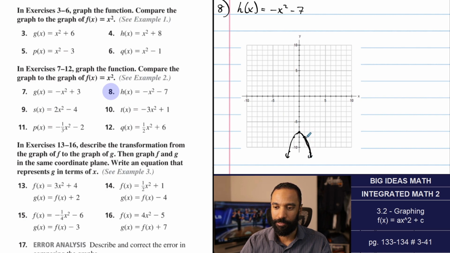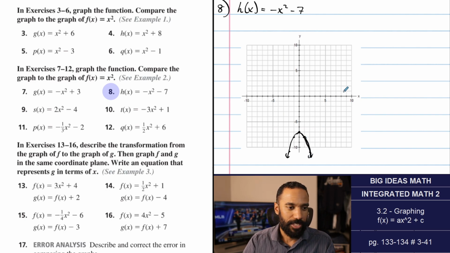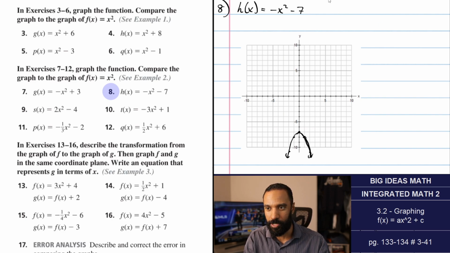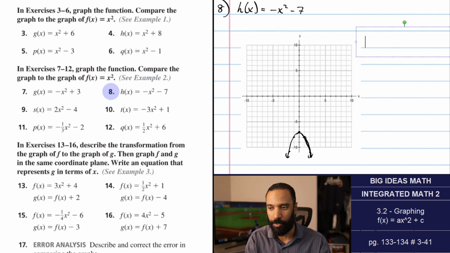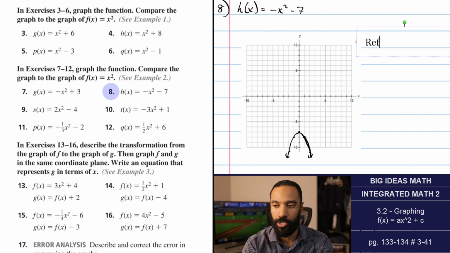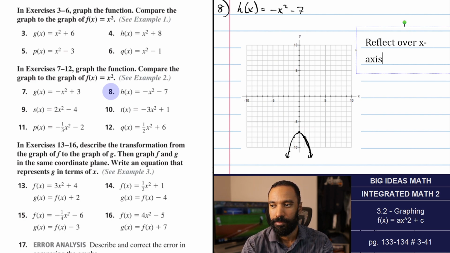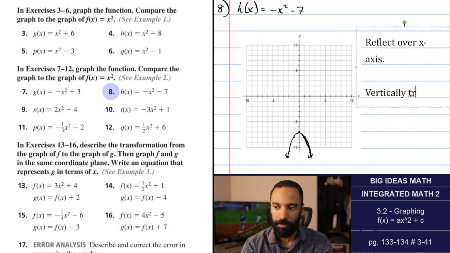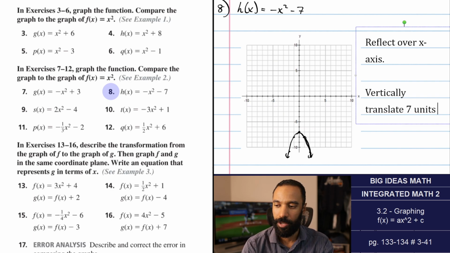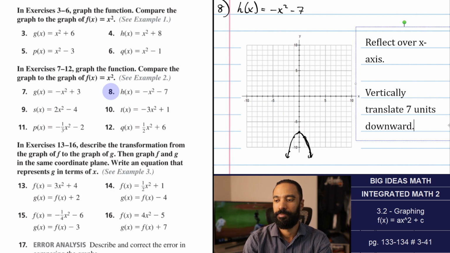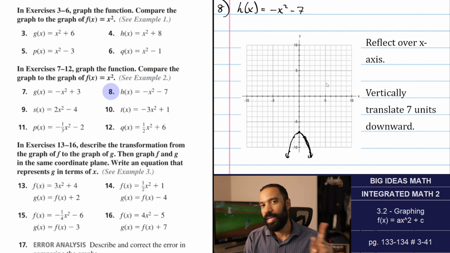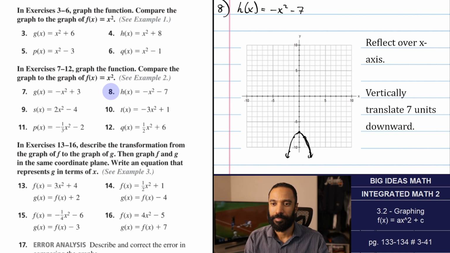And there is that graph. See, they say compare to the graph of f of x equals x squared. That's in a description. I don't think they're requiring me to actually draw it. But we do reflect over the x-axis. Then we vertically translate 7 units downward. A and then C. A and then C.